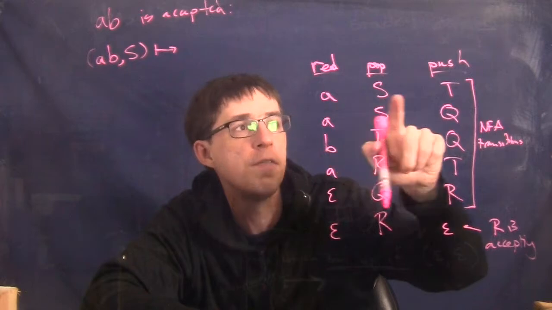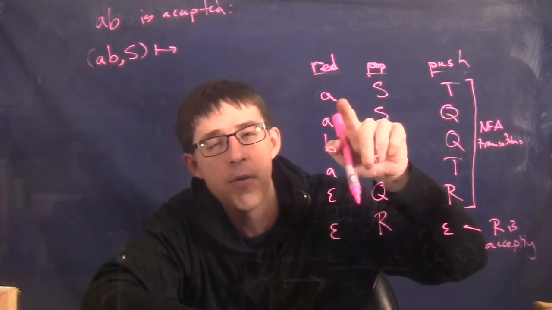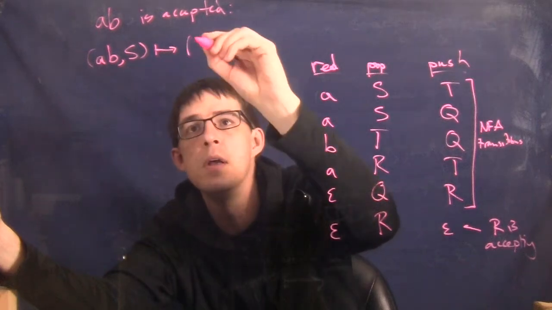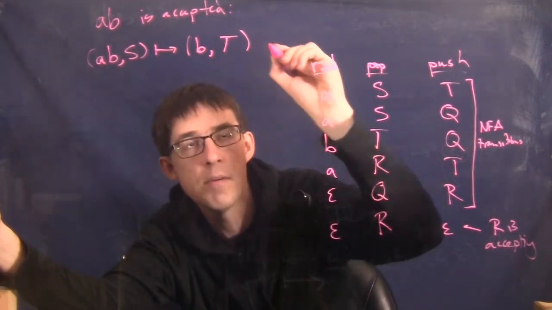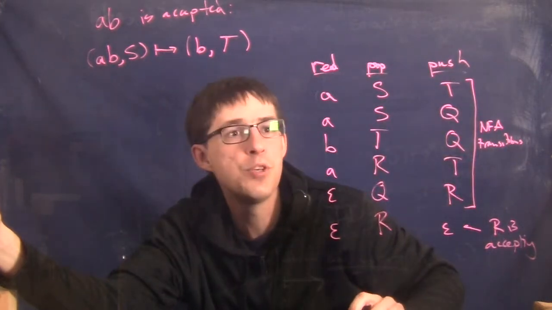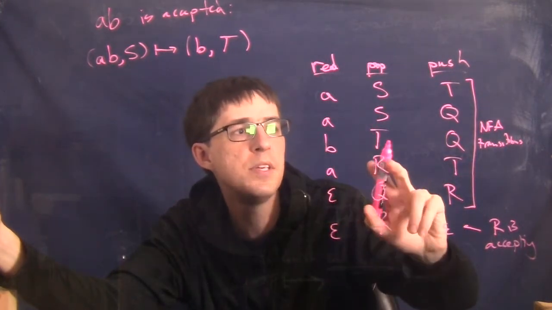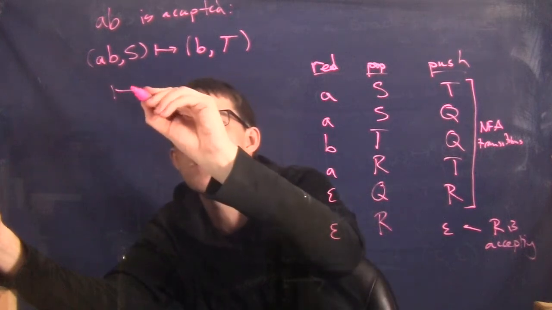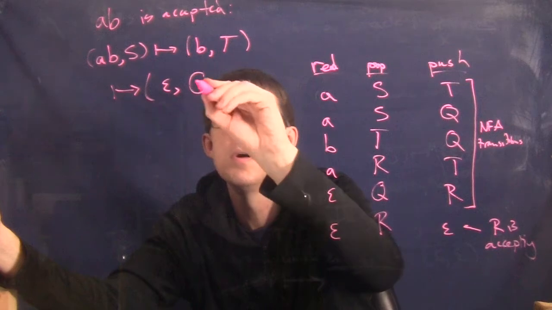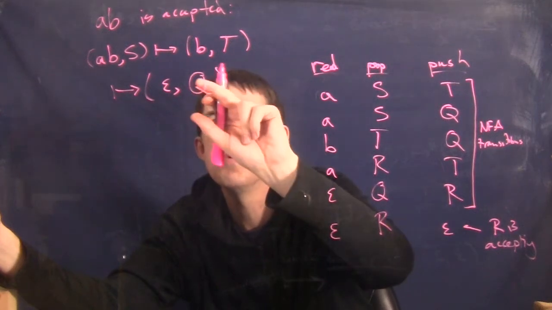First, I'm going to do this first one here, which was the arrow from S to T. So I'm going to read A, pop S, push T. It now looks like B, comma, T, right? Next, I'm going to go that diagonal arrow on the diagram, which was read B, pop T, push Q. So this now, I read the B and it becomes epsilon in the front, pop T, push Q. So now it's epsilon, comma, Q, right?